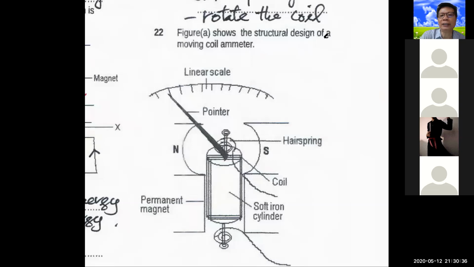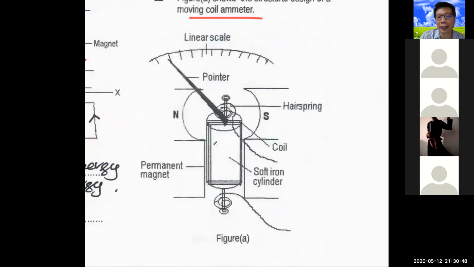Figure shows structure design of moving coil ammeter. Normally, we just call them ammeter only, actually. The real name is moving coil ammeter. There's a coil inside the ammeter. When this coil moves, it will make the pointer deflect. When the pointer deflects, it shows the current, right? So we call it moving coil ammeter. Okay, roughly this thing works like this.